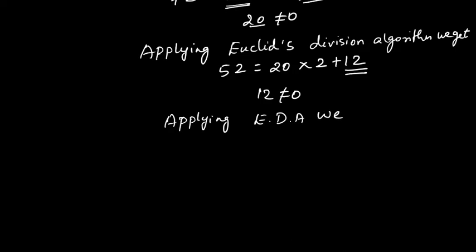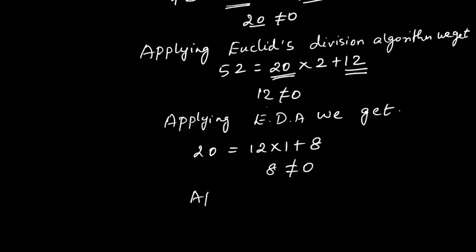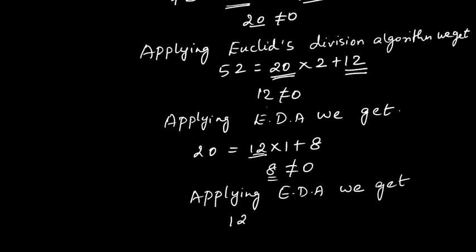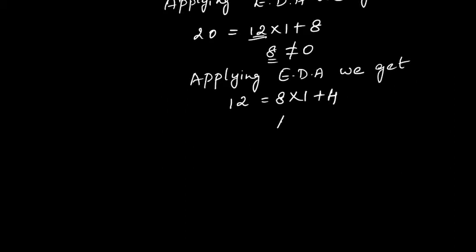So applying division algorithm, we get, so write 20 in terms of 12. So 20 is equal to 12 into 1 and you get a remainder 8. So again the remainder is not equal to 0. So apply Euclid's division algorithm. So when you apply Euclid's division algorithm again, we get, so write 12 in terms of 8. So 12 is equal to 8, maximum you can have 1 time, and you get a remainder 4. So again the remainder is not equal to 0.